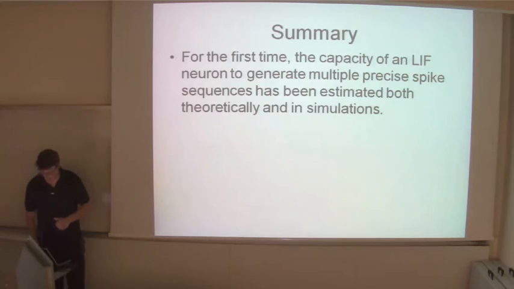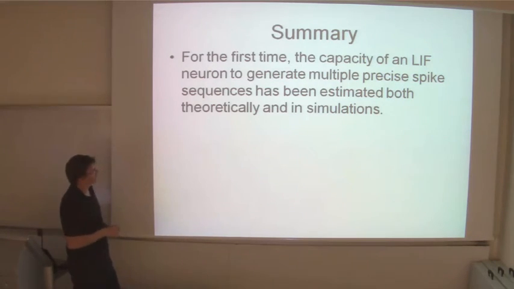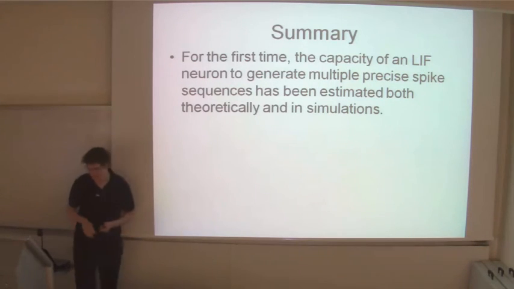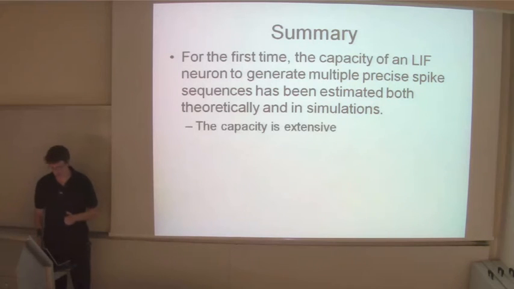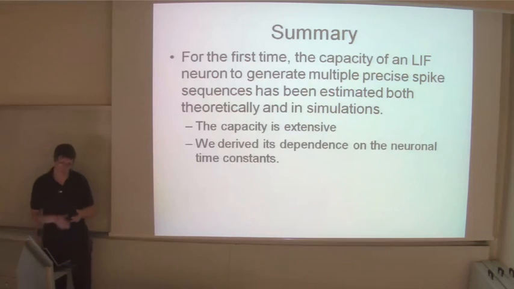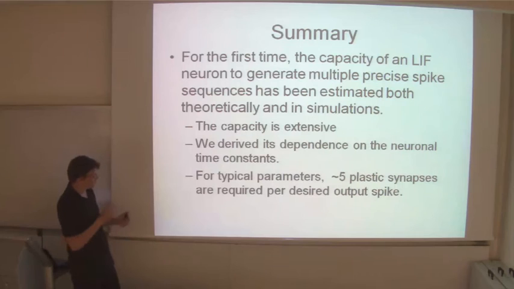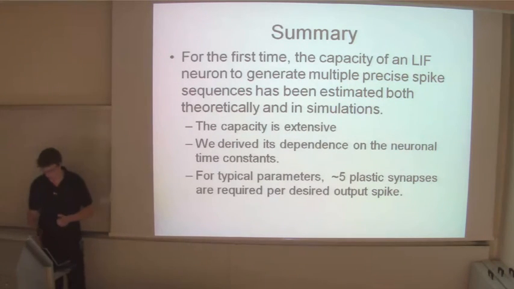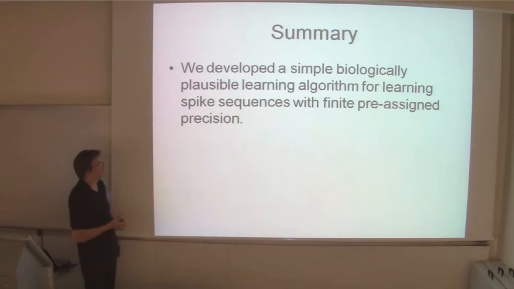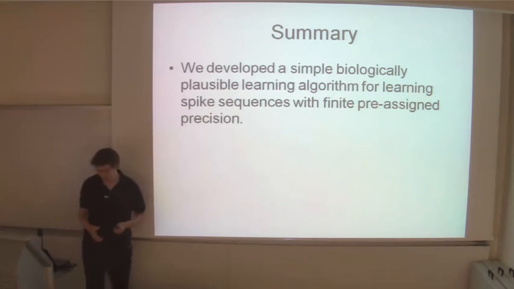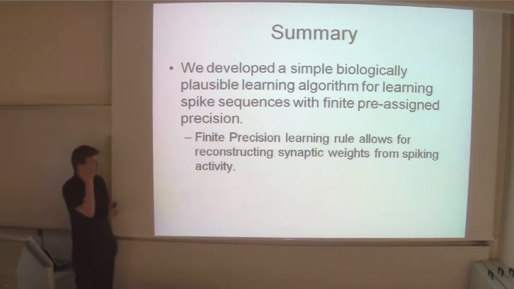Okay, I'll summarize. For the first time, we calculated the capacity of a Leaky Integrate-and-Fire neuron to generate precise spike time sequences. In theory and simulation, I didn't discuss theory, we've shown that the capacity is extensive, so it's proportional to the number of synapses, and we derived the dependence on the different timescales of the neuron. And the take-home message is that for typical parameters, 5 to 6 synapses are required per desired output spike. And we developed a simple, biologically plausible learning algorithm for learning these spike sequences with some pre-assigned precision. And we claim that this can be used for reconstructing synaptic weights from activity.